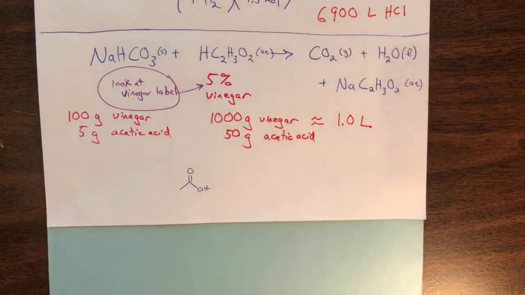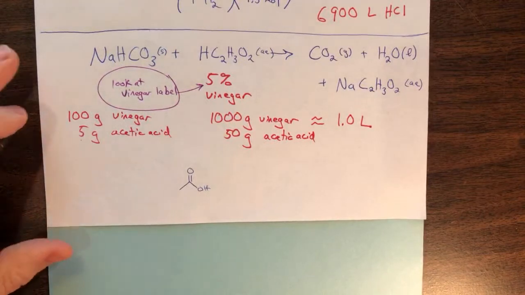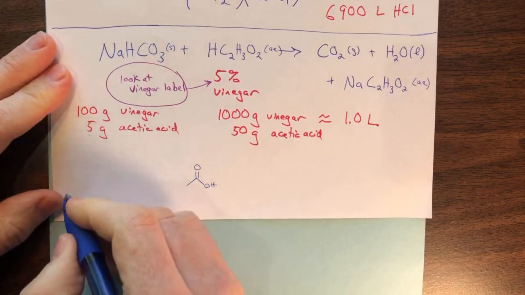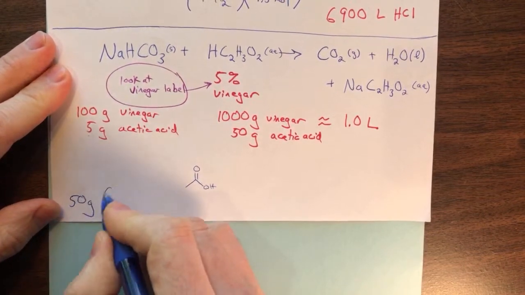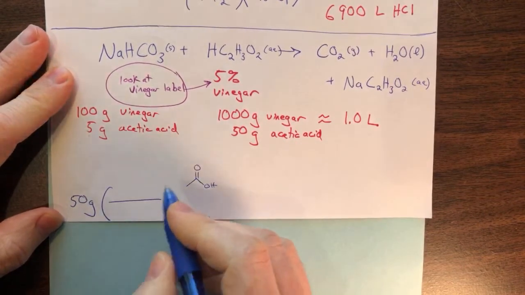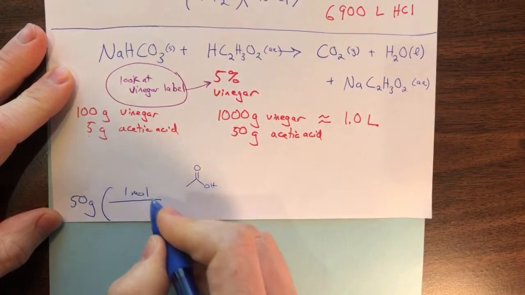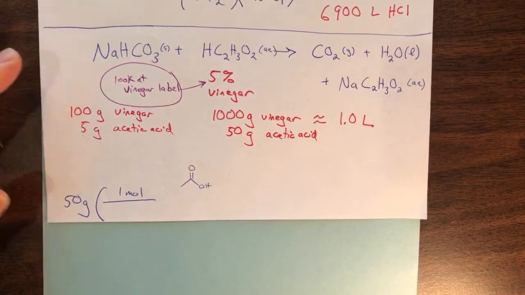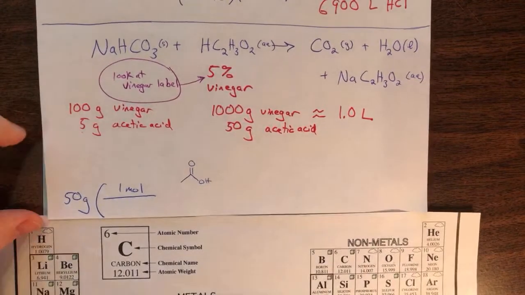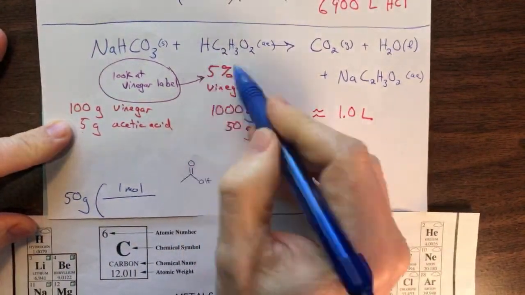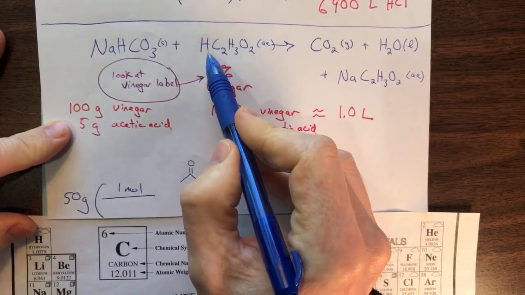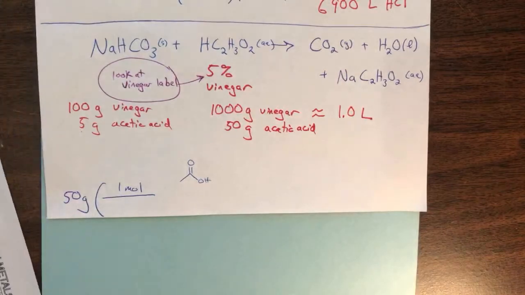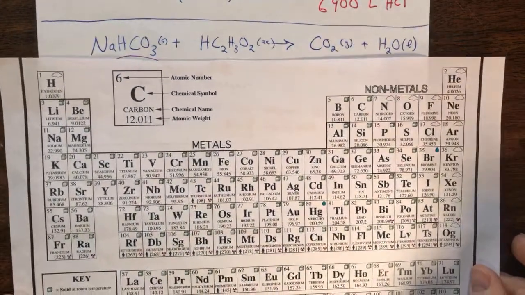All right, so let's do the math now. We have 50 grams of acetic acid, and what remains is we need to convert that to moles. So 50 grams, well, how do we do that? Of course, we want to convert it to moles, so we need to get the molar mass of acetic acid. So we have the formula of acetic acid, which is HC2H3O2, and so we're going to go ahead and do that right now.